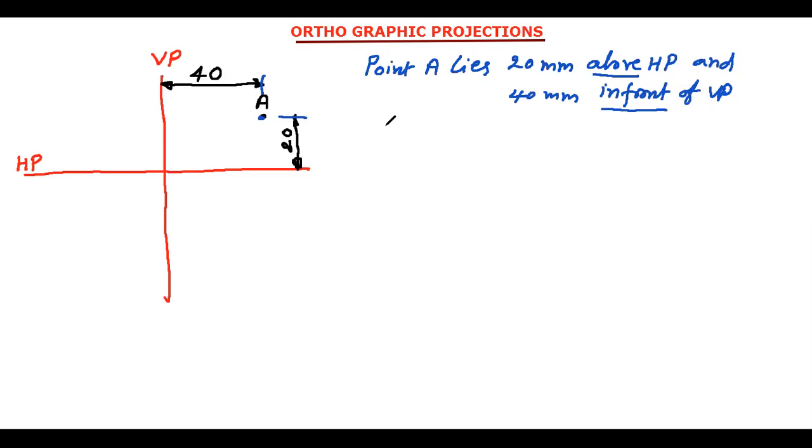Now, how to draw the orthographic projections? See here. The projection of the point onto the vertical plane is called front view. So I am introducing a new term to you. What is that new term? Front view. What is that front view? Projection onto VP, the vertical plane.